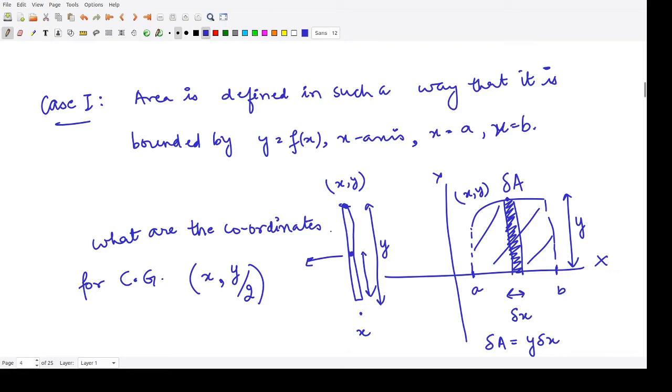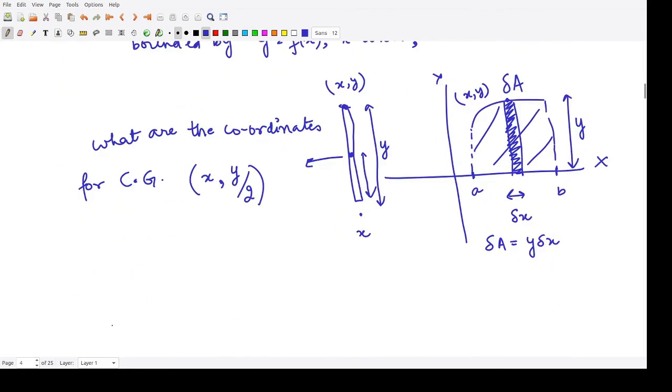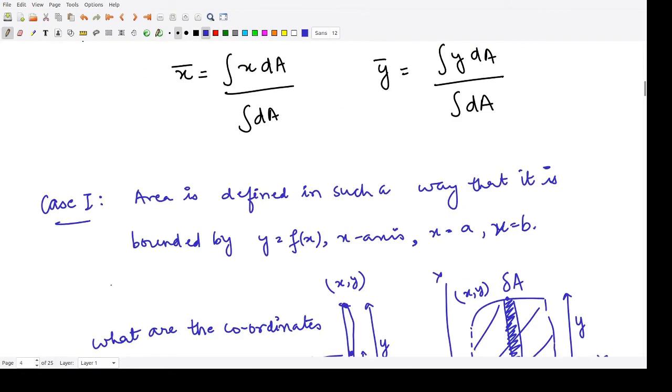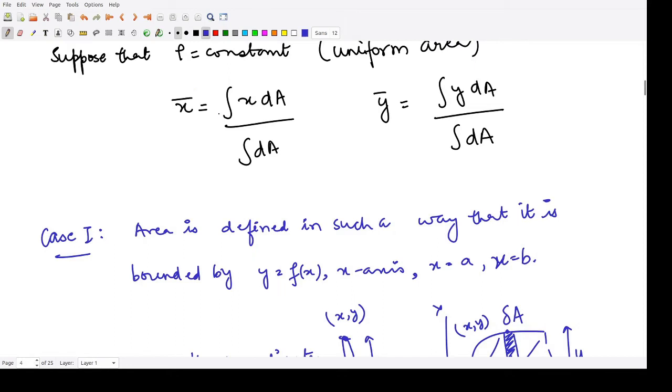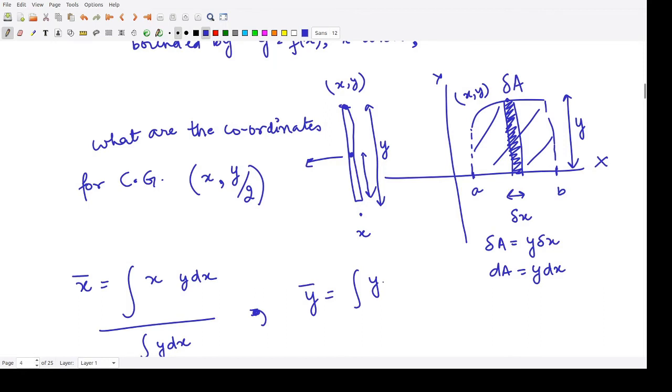So now let us see what do we have. So what does this become now? So our x bar, which previously was integration x dA, what is dA here? dA is y dx. So x bar is integration x y dx divided by integration y dx, right? And the y coordinate would be integration y dA.